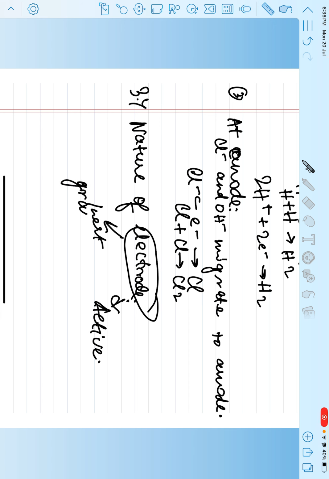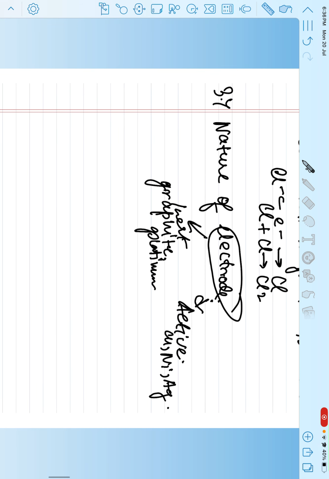Inert electrode examples in our syllabus are graphite and platinum. While if you ask me to give an example of active electrode, it's copper, nickel, silver. Okay, these also take part in the electrolytic reaction. For example, in the reaction of copper sulfate, right, if an active electrode of copper is used, then copper atom is deposited at the cathode and copper ions are formed at the anode. That we'll discuss further also when we'll be entering the discussion of different kinds of electrolysis.